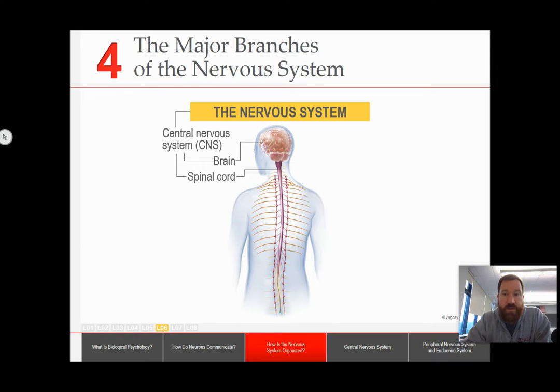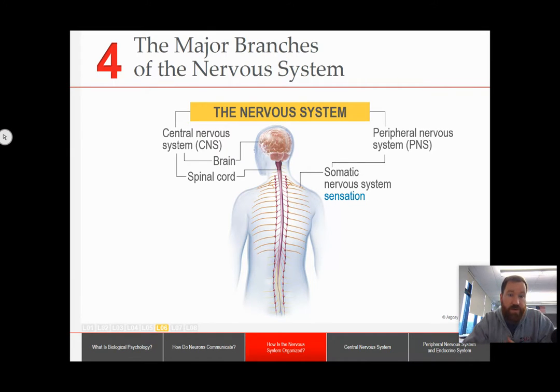The peripheral nervous system, on the other hand, is essentially the rest of the nervous system in the body. So the two smaller units, which sometimes run along the same nerve fibers, are the somatic nervous system, which deals with sensation. So this is information coming from the body and going to the central nervous system.